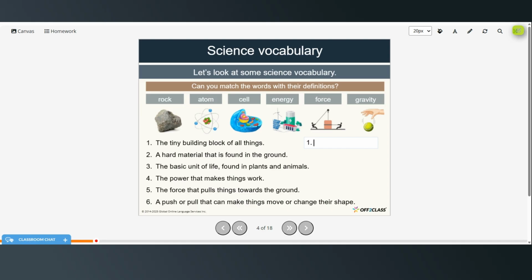Okay, the tiny building block of all things would be an atom. A hard material that is found in the ground is rock. The basic unit of life found in plants and animals is a cell. The power that makes things work is energy. The force that pulls things towards the ground is gravity. And a push or pull that can make things move or change their shape is force.